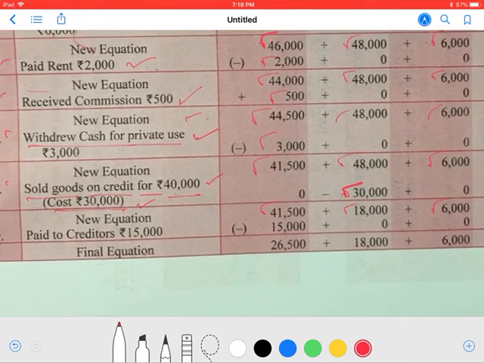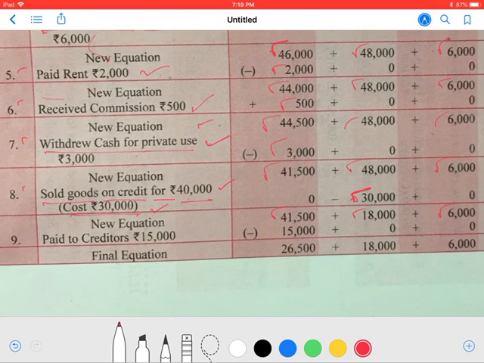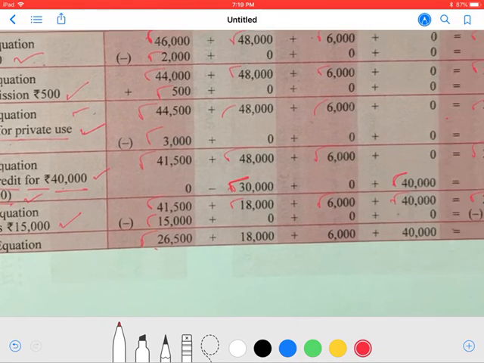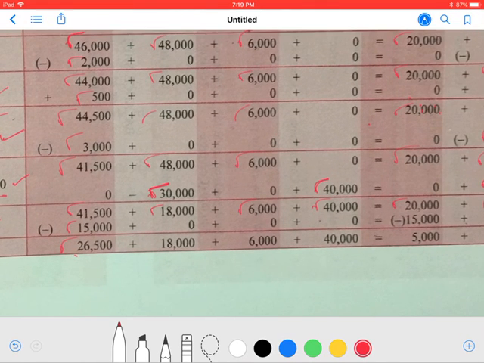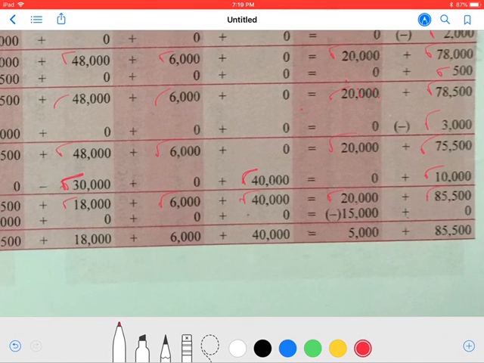Okay, now the next equation is paid to creditors rupees 15,000. We are paying to creditors, so it means the cash will be reduced. Okay, so here comes 26,500. And we are paying to the creditors, so creditors will be decreased. So now we have paid 15,000, so now the creditors are 5,000.